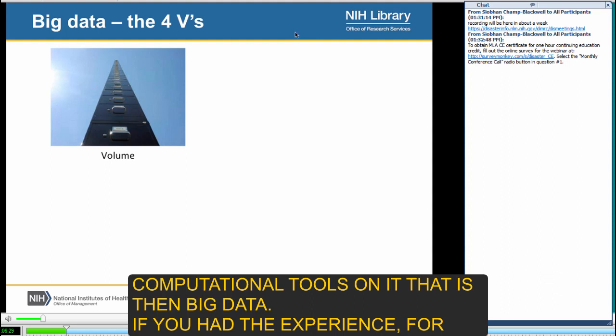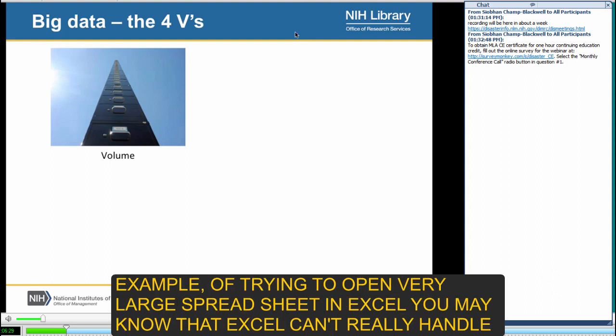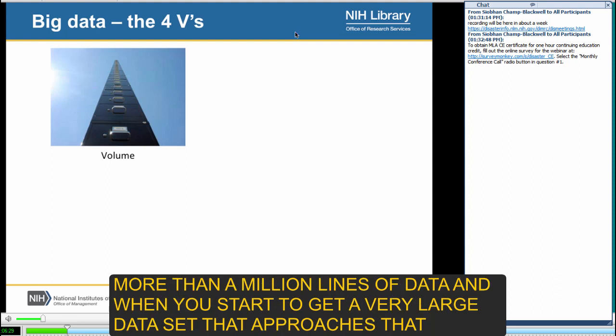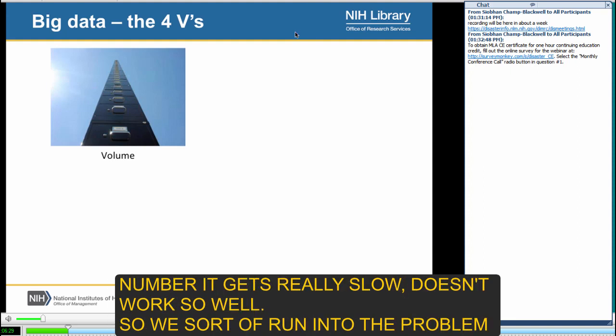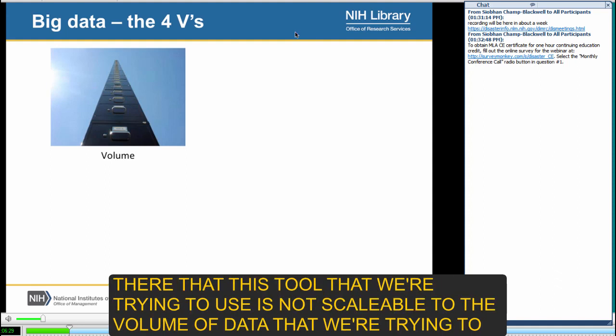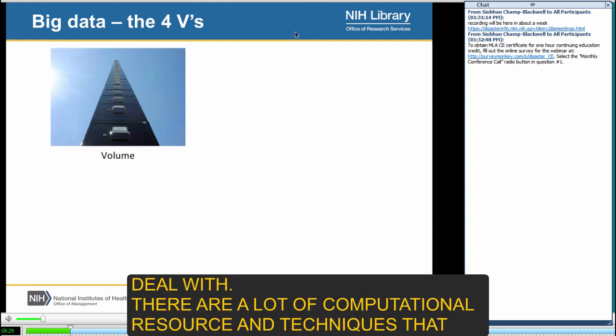So if you've ever had the experience, for example, of trying to open a very large spreadsheet in Excel, you may know that Excel can't really handle more than 1 million lines of data, and when you start to get a very large data set that approaches that number, it gets really slow, it doesn't work so well. So we've run into the problem there that this tool that we're trying to use is not scalable to the volume of data that we're trying to deal with.